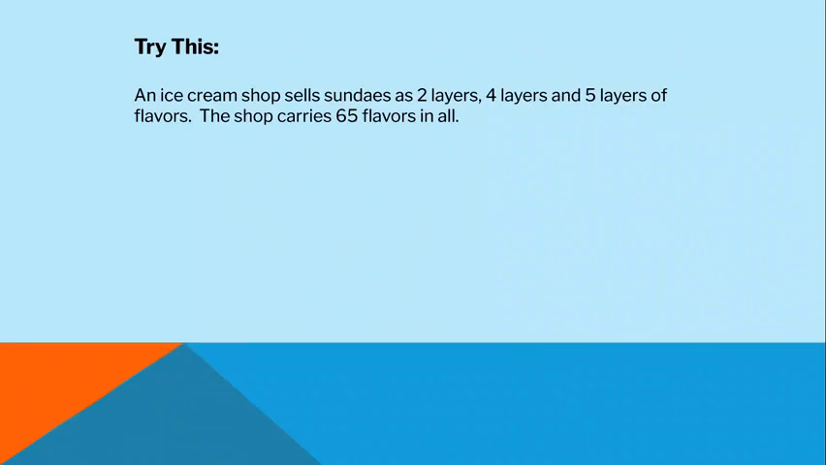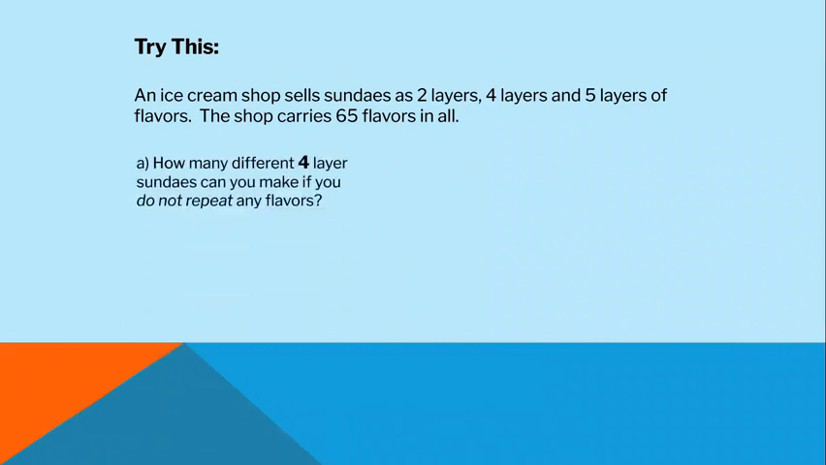Let's try this. An ice cream shop sells sundaes with 2 layers, 4 layers, and 5 layers of flavors. The shop carries 65 flavors. How many different 4-layer sundaes can you make if you do not repeat any flavors? So order is going to matter because we want them in different layers. So that would be a 65P4. So you push the buttons on your calculator, 65, math probability, P, and then 4.